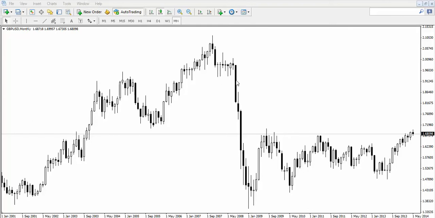Following on from my weekly outlook video, I'm just going to go through a quick rundown of the three pairs that I'm really focusing on this week, which is the pound dollar, the Aussie dollar and the Kiwi dollar.